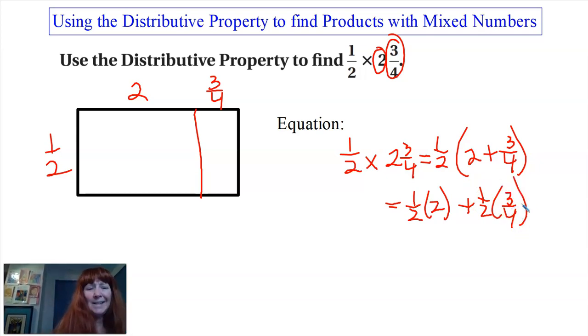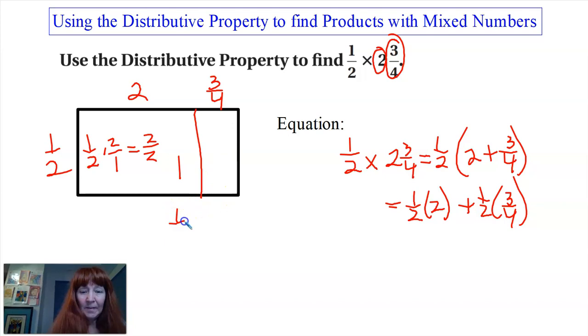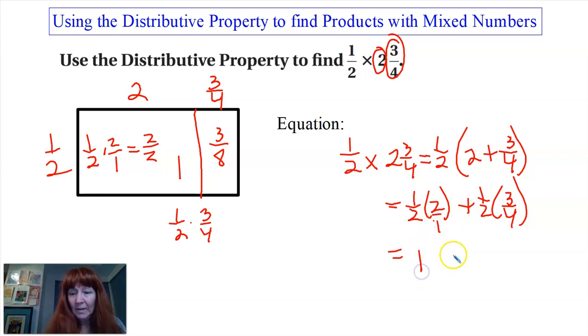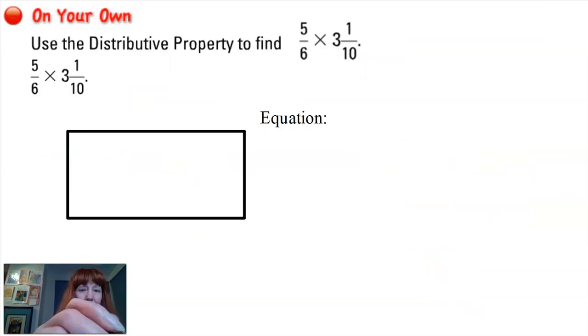Okay, so now inside here, I'm going to write the 1/2 times 2 over 1. When I multiply across, I get 2 over 2, which I know just equals 1. Here, a little trickier, 1/2 times 3/4. When I multiply across, oh, that wasn't tricky, 3/8. Okay, so this, I'm going to put it over 1, equals 1 plus 3/8, which is just 1 and 3/8. Okay, this is the OYO.